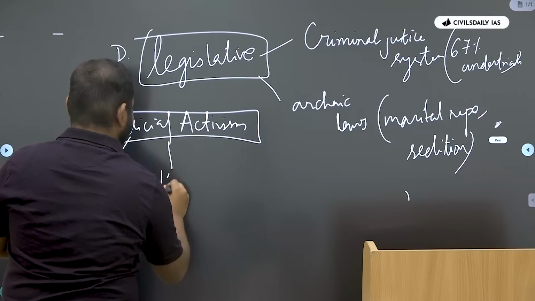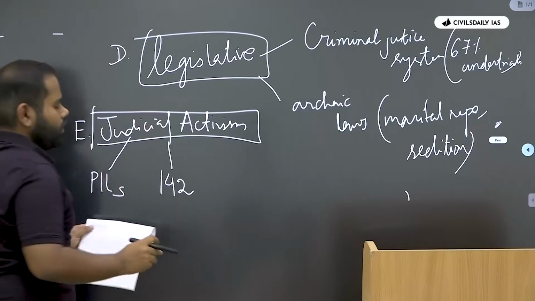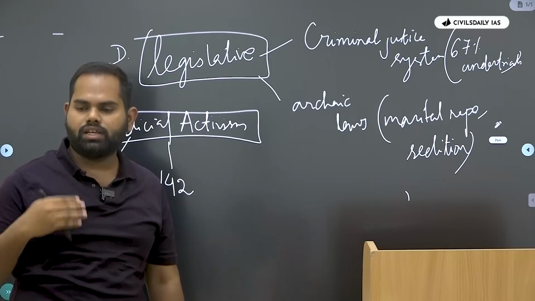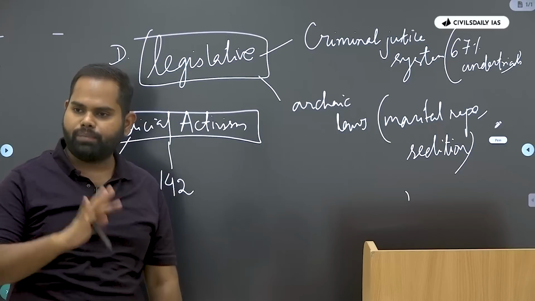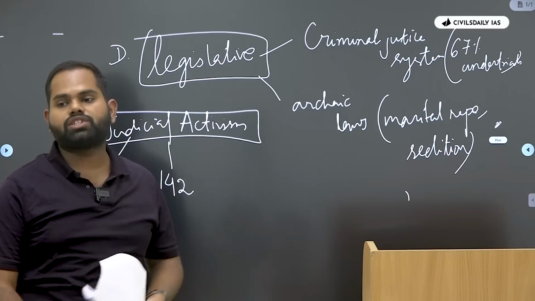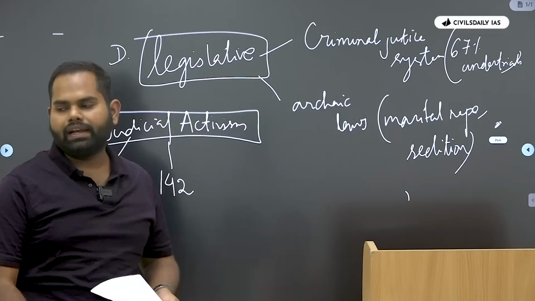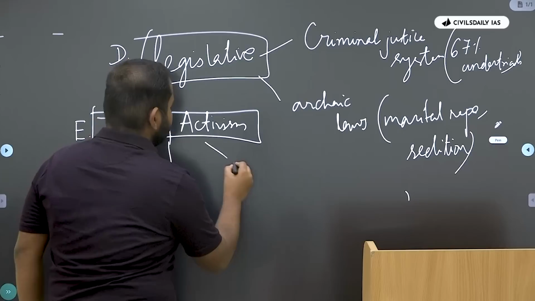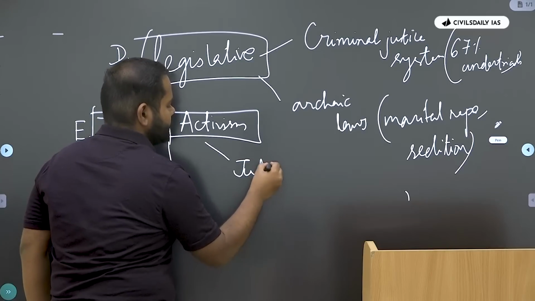We have Article 142, which is about complete justice. The Supreme Court can take up a matter and give complete justice as well. So it has been said that a lot of times it amounts to judicial overreach by wielding that power from Article 142. And then with judicial overreach, you can cite a lot of court judgments.